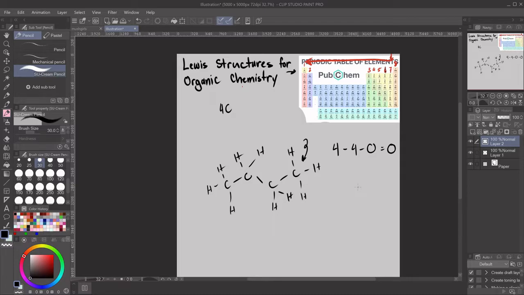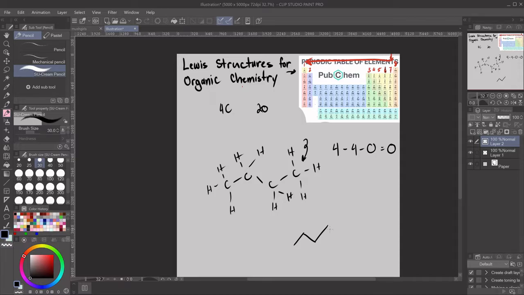Okay, so let's say instead of 4 carbons, I had 20 carbons. Drawing this Lewis structure over and over and over again is going to be pretty tedious. So organic chemists, some people in the past, decided on a shortcut for that. Instead of drawing the full Lewis structure, we're going to draw a series of sort of zigzag lines.